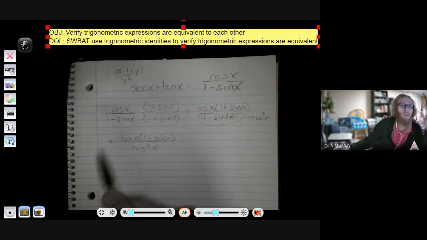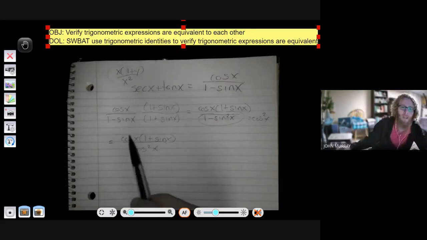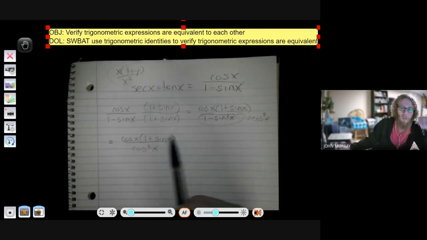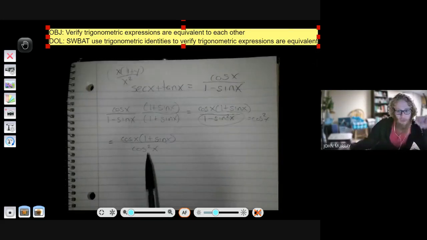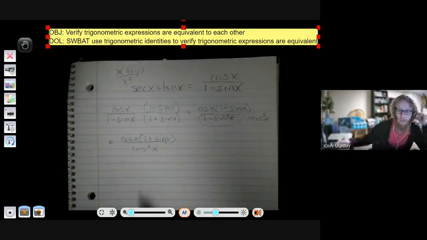Yeah, you got it, right? So that's kind of where we can split. I can distribute the cosine, but then I'd be dealing with a sine times cosine, right? So it is an option, but it might make things more complicated.